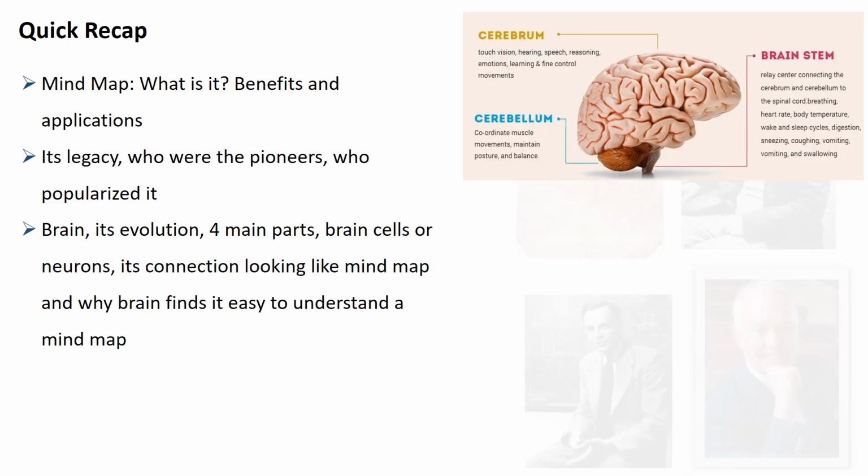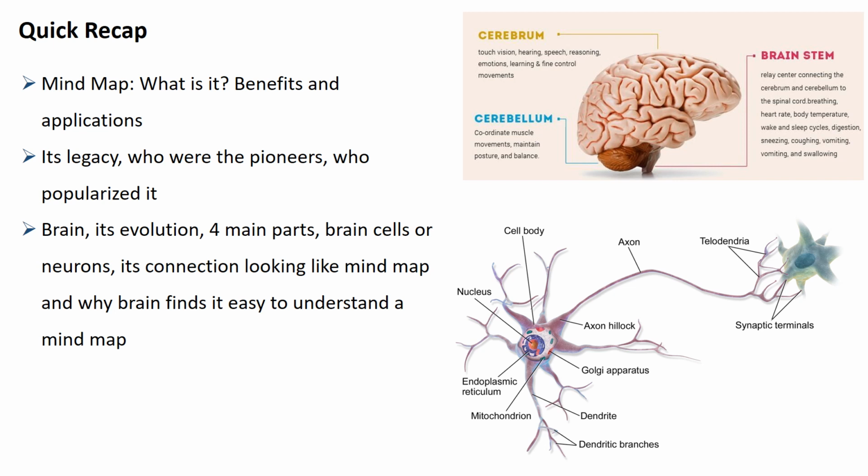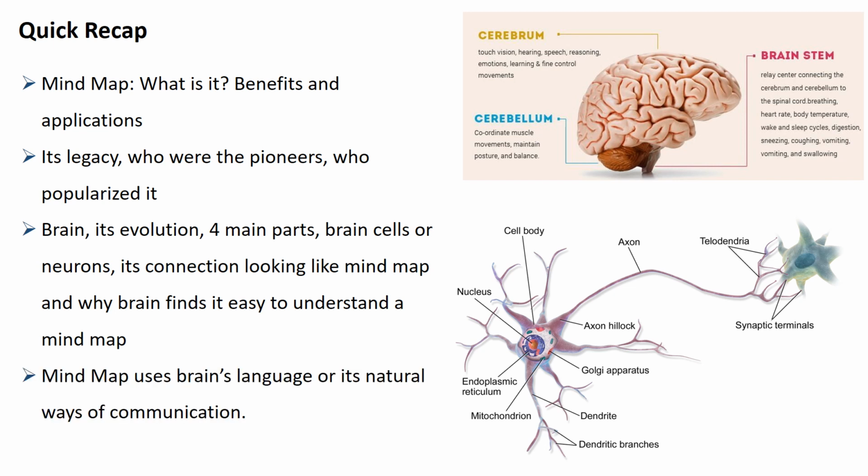We saw about the brain, its evolution over the millions of years, the 4 parts of the brain, more specifically the cerebrum, then about brain cells, that is the neurons, and what connection it has with the mind map, because the neurons' structure is very much similar to a mind map, and that's why the brain finds it easy to understand mind maps. So we concluded that mind map uses the brain's language or its natural way of communication.